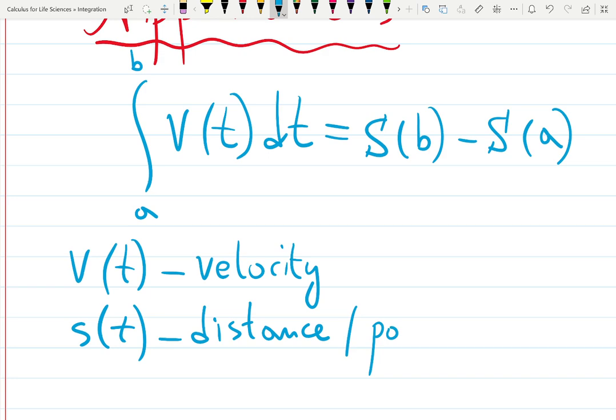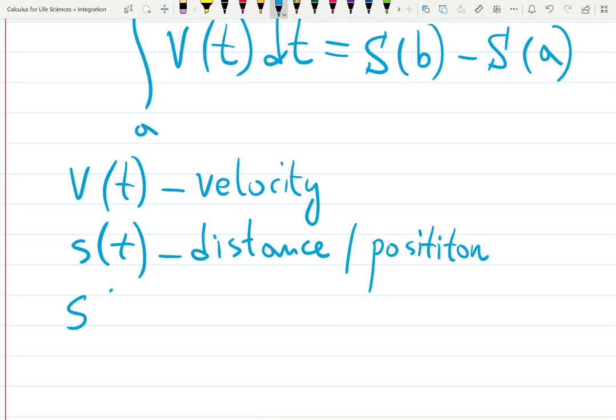Distance, position. Now, this is not the same thing in physics books or applications of math and physics. We explain the difference, but we don't do it here. So S of b minus S of a is total distance traveled or displacement. S of b minus S of a is called displacement.